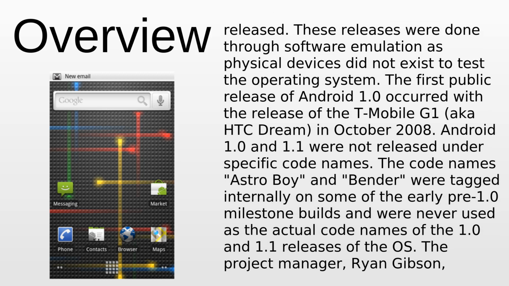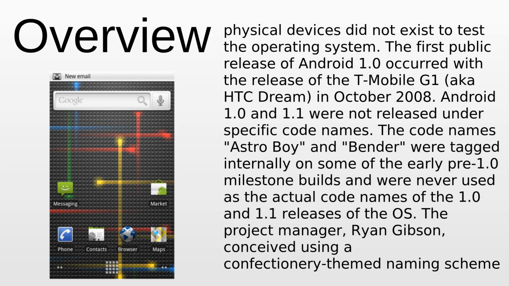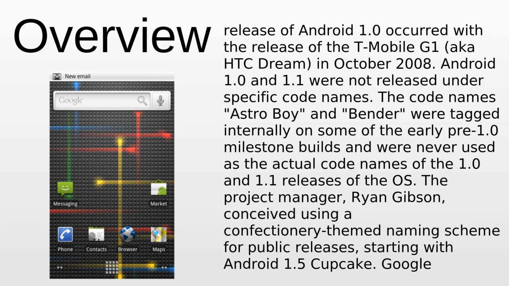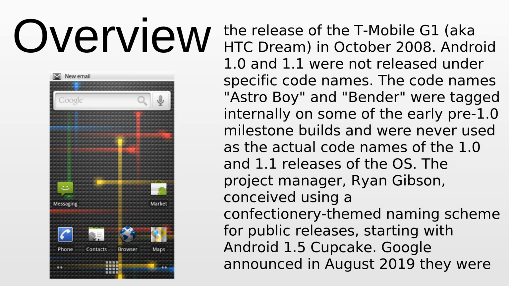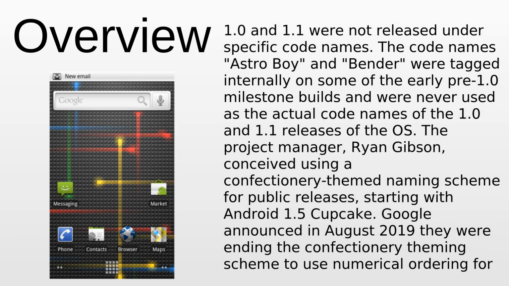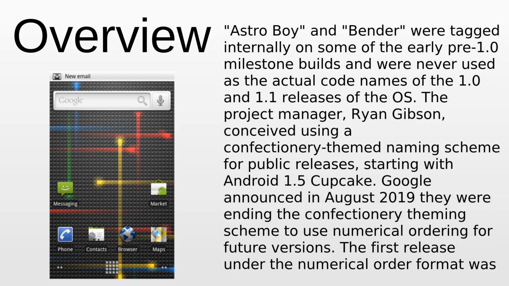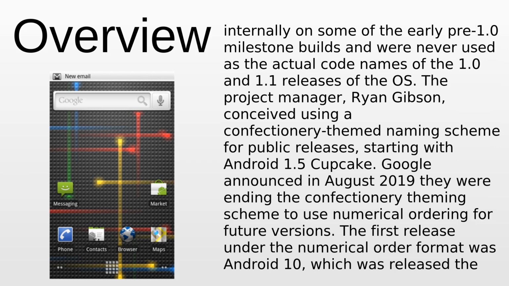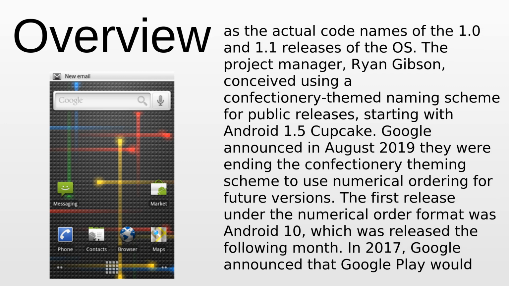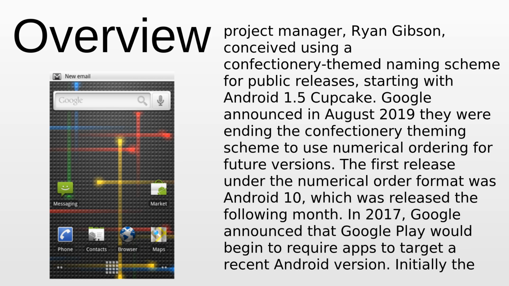These releases were done through software emulation as physical devices did not exist to test their operating system this year. The first public release of Android 1.0 occurred with the release of the T-Mobile G1, aka HTC Dream, in October 2008. Android 1.0 and 1.1 were not released under specific code names. The codenames Astro Boy and Bender were tagged internally on some of the early pre-1.0 milestone builds and were never used as the actual codenames of the 1.0 and 1.1 releases of the OS.